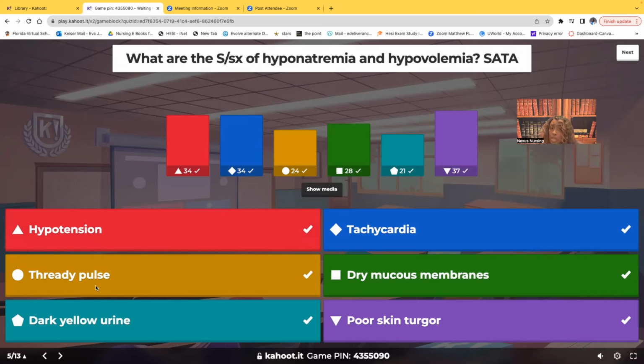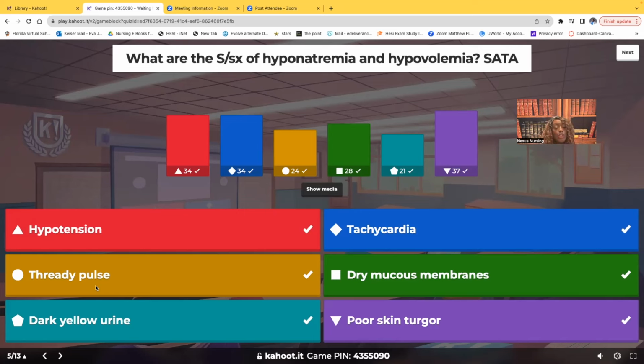Dry mucous membranes. We know why there are dry mucous membranes, because the fluid has gone out the window. You're going to see dry mucous membranes. You're going to see oliguria, decreased urine output. You're going to see flat jugular veins. Signs and symptoms of dehydration. When you try to check their skin turgor, it's going to be tenting for more than 3 seconds.